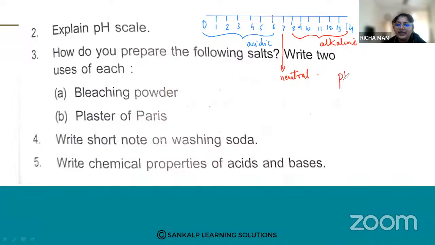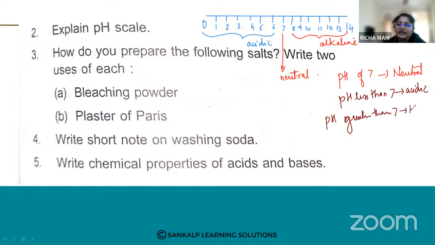If the pH is 7, it is neutral. Neutral means it is neither acidic nor basic. If the pH is less than 7, it is acidic. If the pH is greater than 7, then it is basic. So this is about your pH scale. Like this, you have to explain about the pH scale.